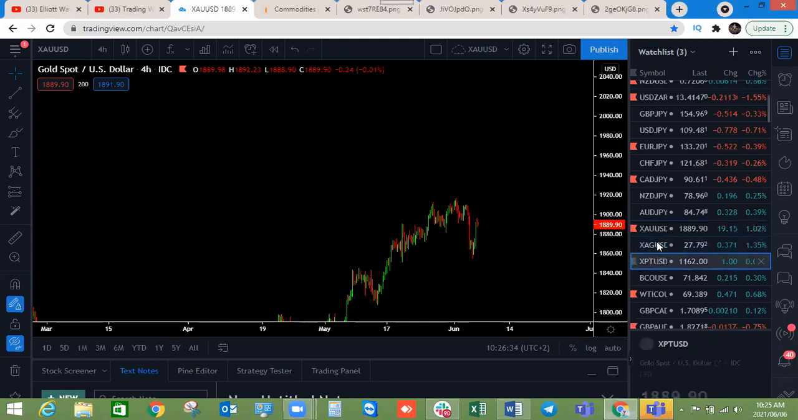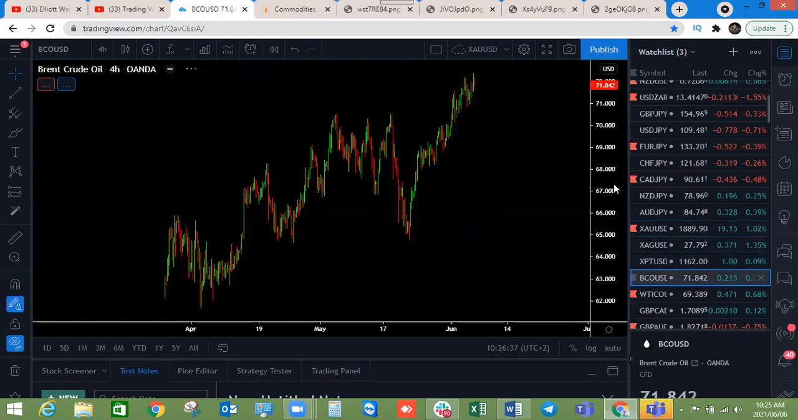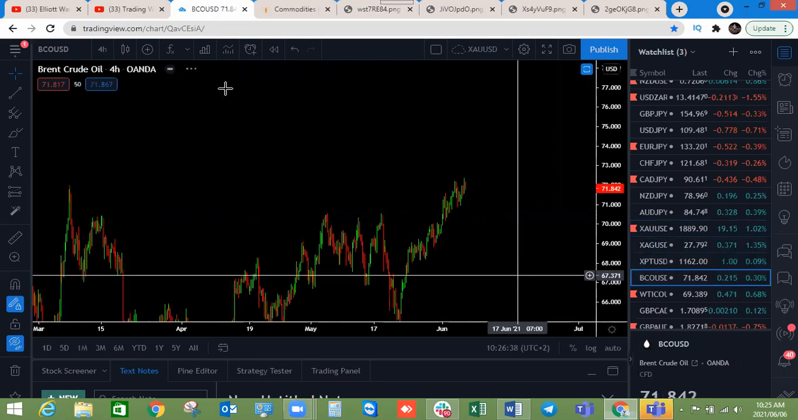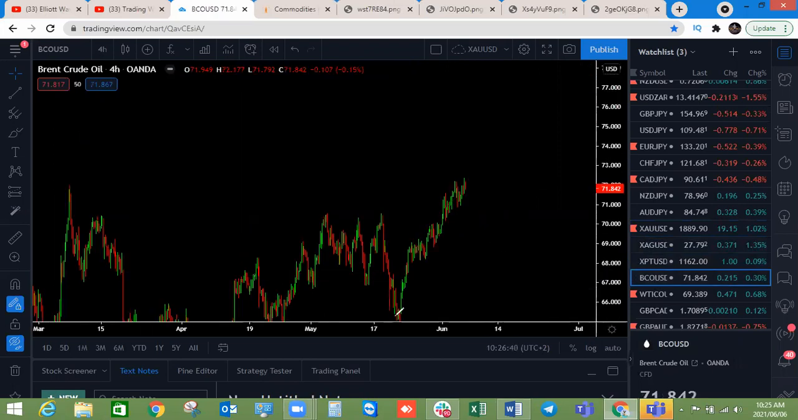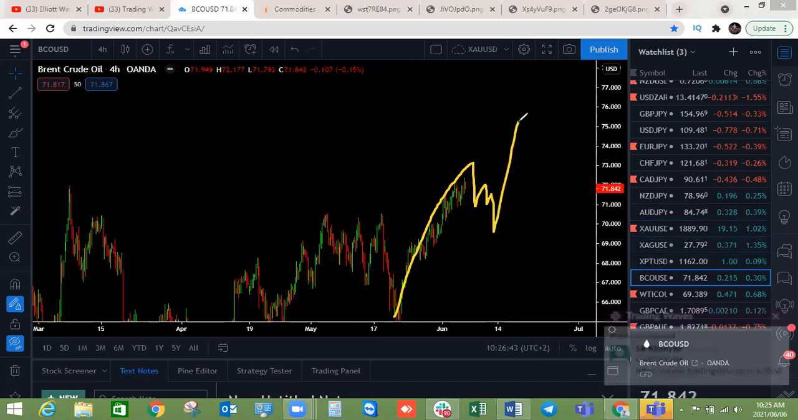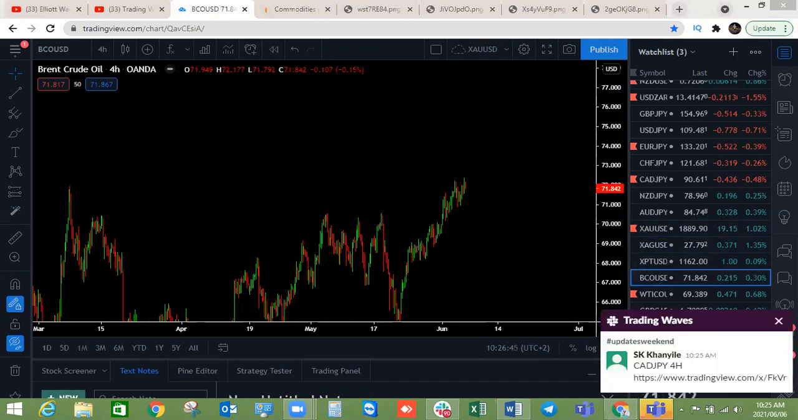Brent crude, we've already looked at oil. There's nothing new on oil. We are just bullish on oil until you get a pullback. You've already seen this one during the trade recaps. Let's go through the rest of the pairs.